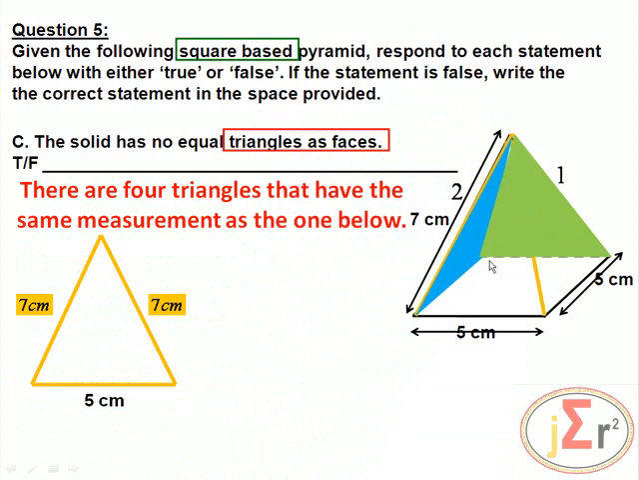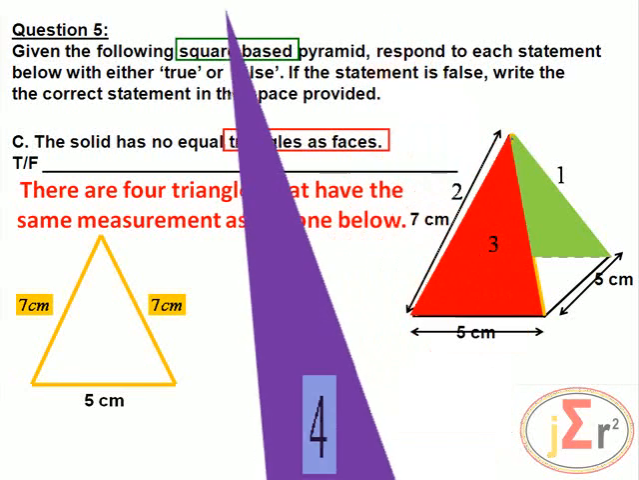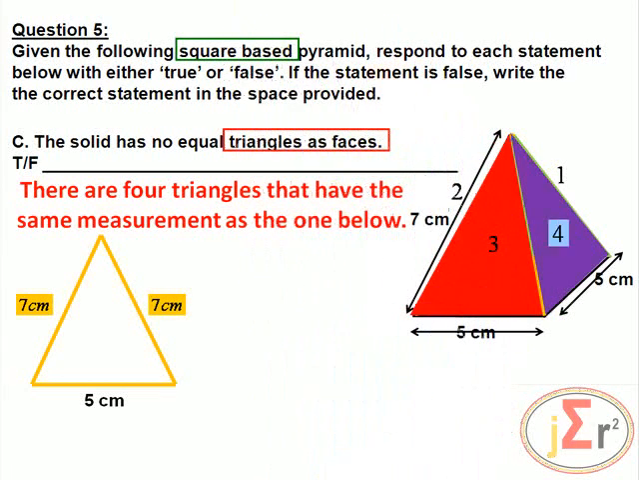Why? Because the base here is 5 centimeters. We have the 5 centimeters there. And each slant height will be 7 centimeters, right there, and 7 centimeters right there. So we are sure that the two that we have in the background will have the same measurements as we have there, and also the two in the foreground. This will be 5 centimeters and these two will be 7 centimeters each.